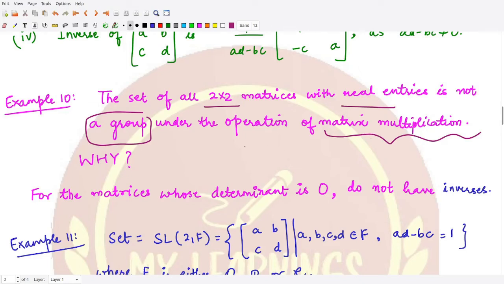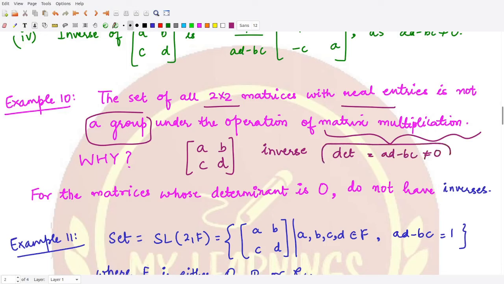It is because in this case, if you take all matrices A, B, C and D, and you wanted to calculate the inverse of this matrix, you have two cases. If the determinant of this matrix, that means AD minus BC, is not equal to 0, then you can find the inverse. That is the property, right? But if the determinant is equal to 0, then you are not able to calculate the inverse of that matrix, and therefore in that case the fourth property does not hold, right? So therefore this does not form a group.